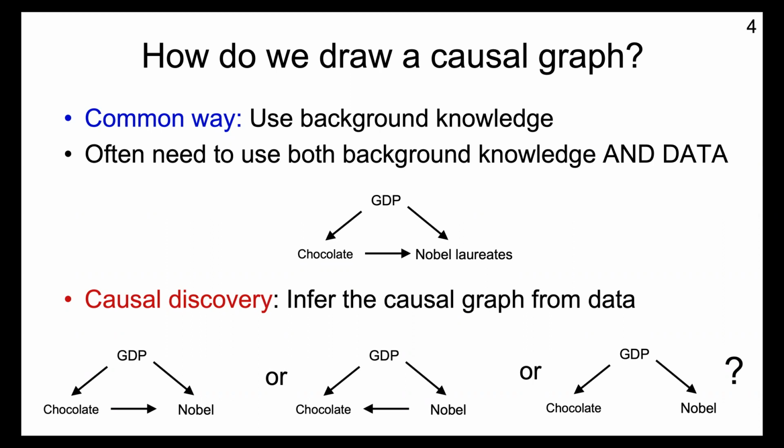Suppose we have reduced the number of candidate graphs to these three causal graphs based on our background knowledge, but we don't know any more about which is correct, which is better than the others. So in this kind of situation, we use causal discovery. We use causal discovery to use the data to find out which of these three is better than the others.